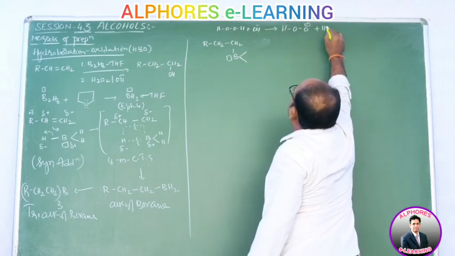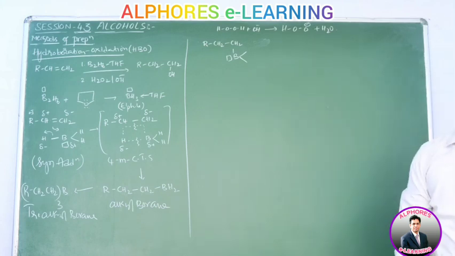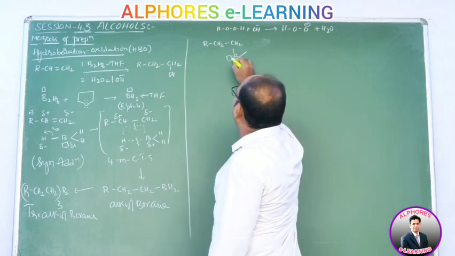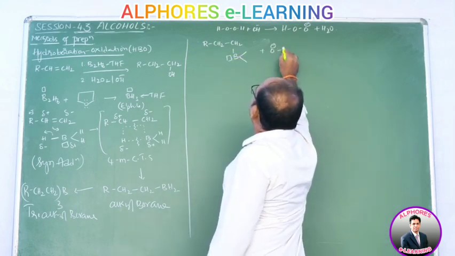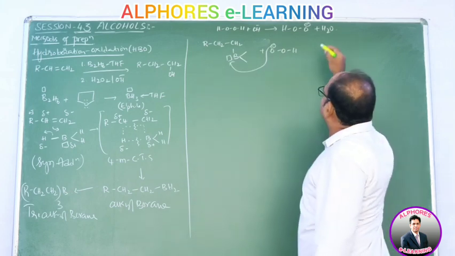HOO minus and H2O. Now HOO minus acts as a nucleophile, and boron has an empty p orbital. Into this orbital, this OOH has to come and attack. Then what are we getting?